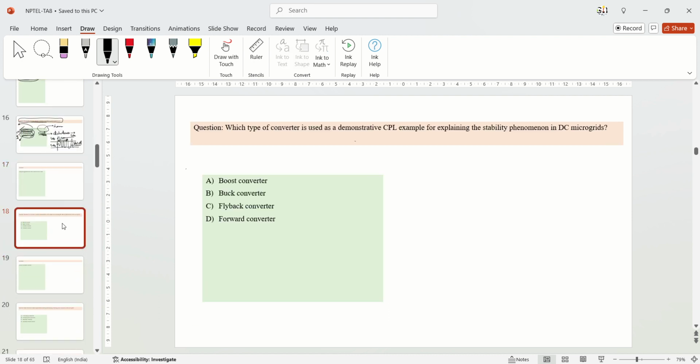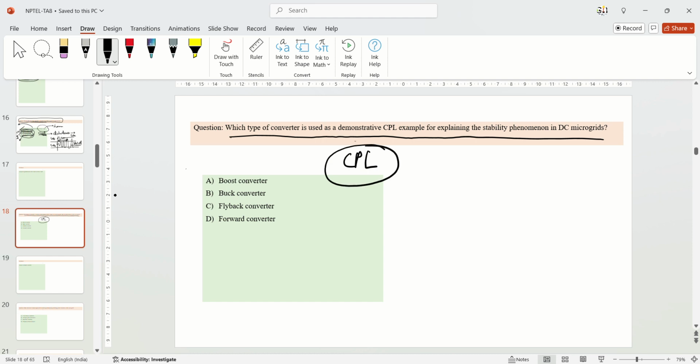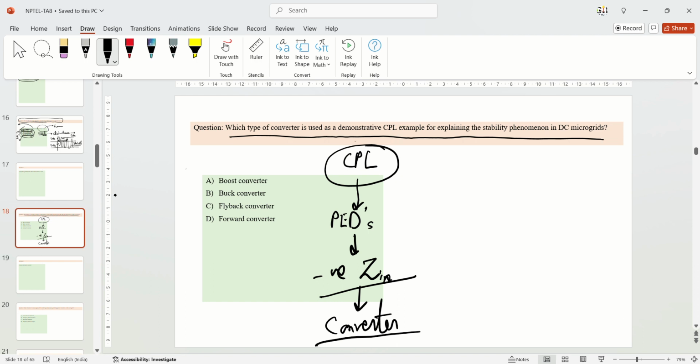So coming to this next question, which type of converter is used to demonstrate the CPL example for explaining the stability phenomena in the DC microgrid? What I explained was the concept of CPL, constant power load devices. These power electronics devices have negative impedance, negative Z, which is a disadvantageous feature. For one of the stability criteria, to stabilize the system you must use one of the converters. Which converter do you think can be used for that purpose? Just let me know if you are able to think of that.